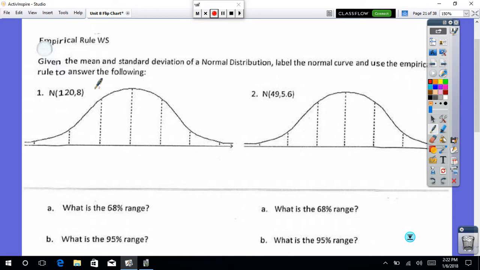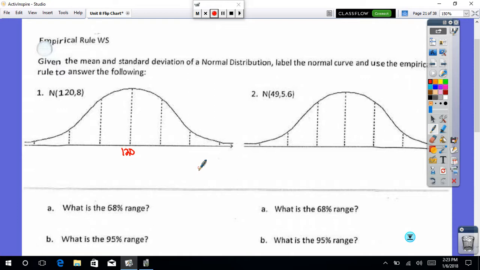Okay, let's go through and fill out the bottom of this curve number 1, based on the data that they give us. They tell us it has an average of 120, so that goes right here, and that our standard deviation is 8.